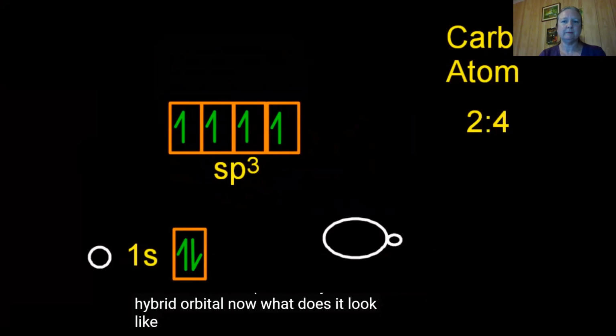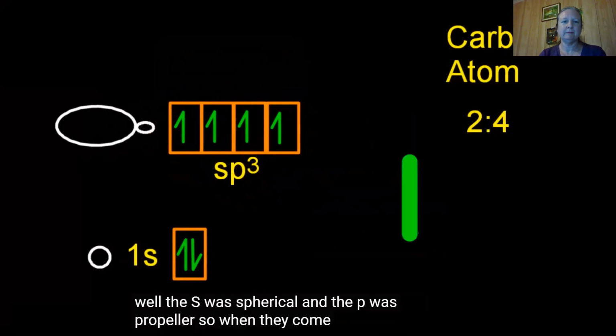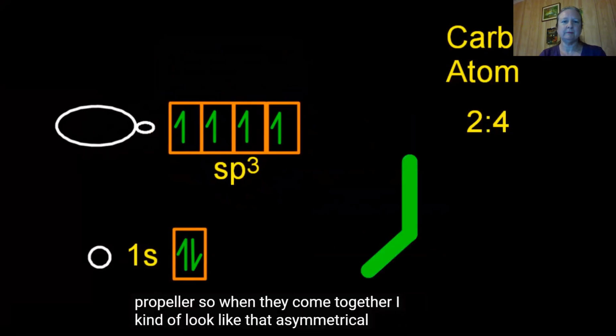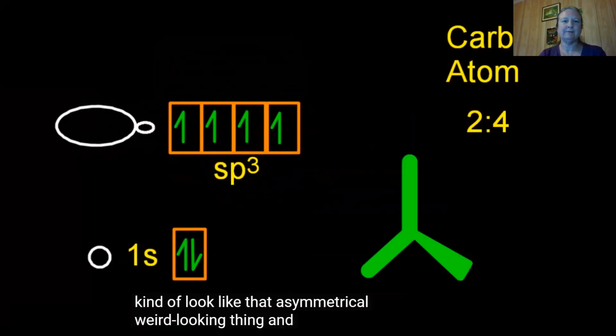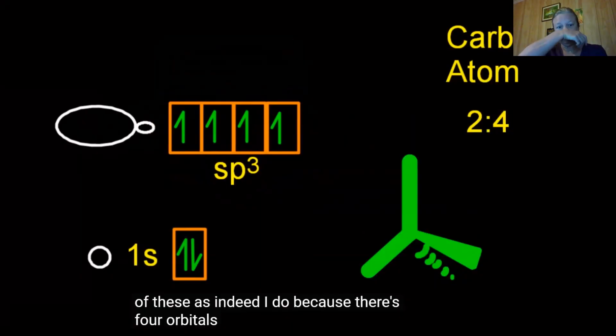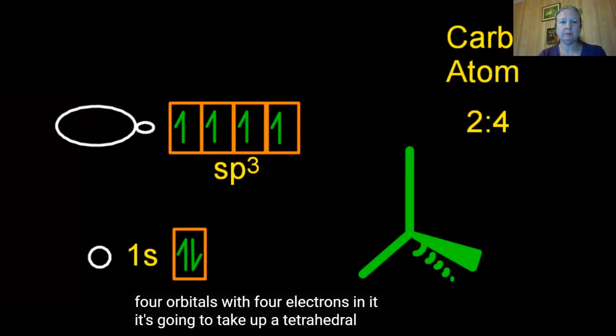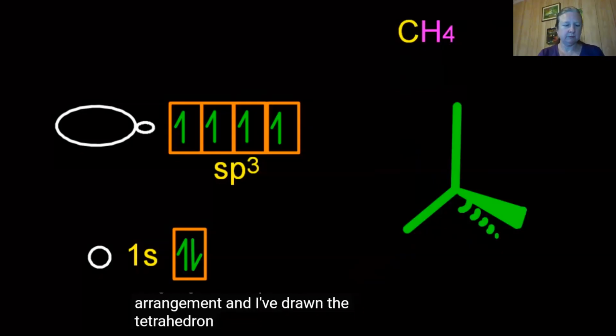Now what does it look like? Well, the s was spherical, the p was propeller. So when they come together, they kind of look like that asymmetrical, weird-looking thing. And if I had 4 of these, as indeed I do, because there's 4 orbitals, 4 electrons in, it's going to take up a tetrahedral arrangement. And now I've drawn the tetrahedron in 3D.